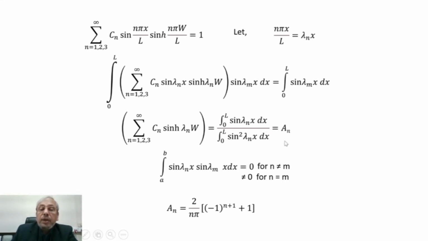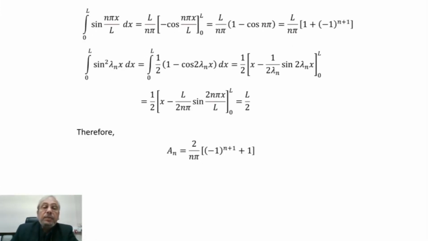How? We will show in the next slide. Just integration of this divided by integration of the denominator. That is an, and the value of an is 2 by n pi multiplied by minus 1 to the power n plus 1 plus 1. And how this part can be performed, we'll show in the next slide.